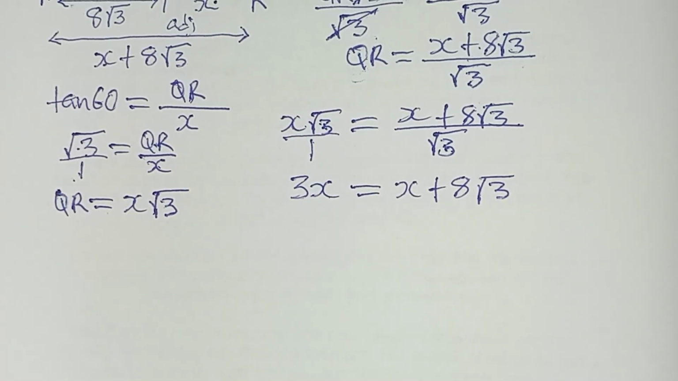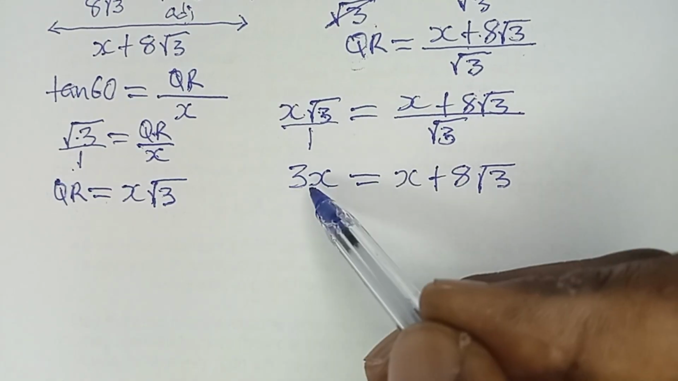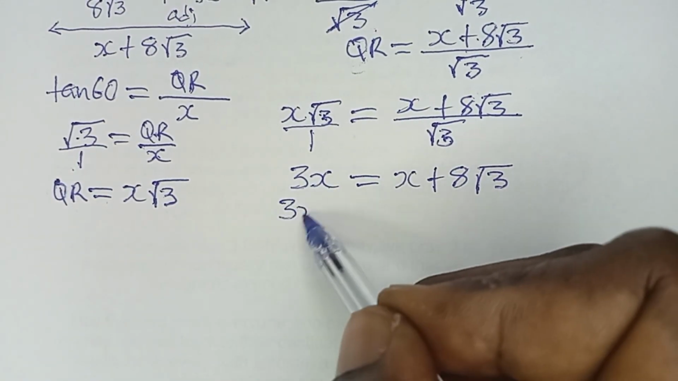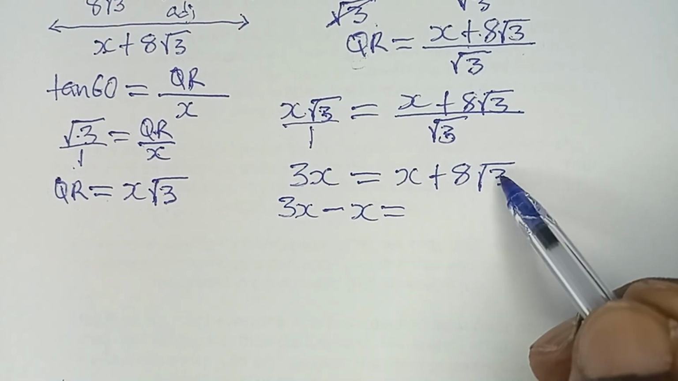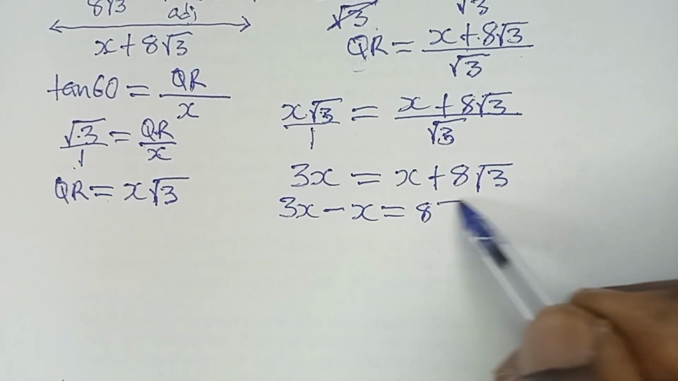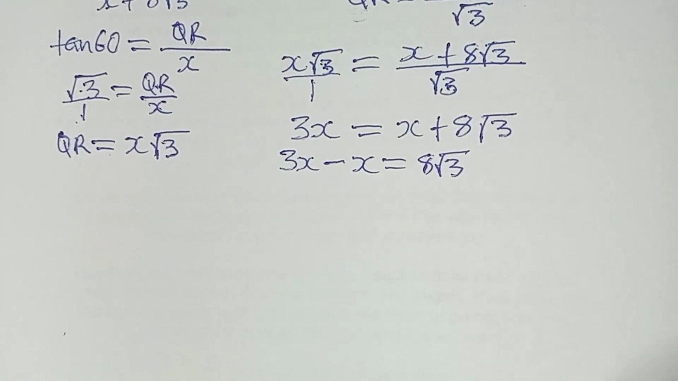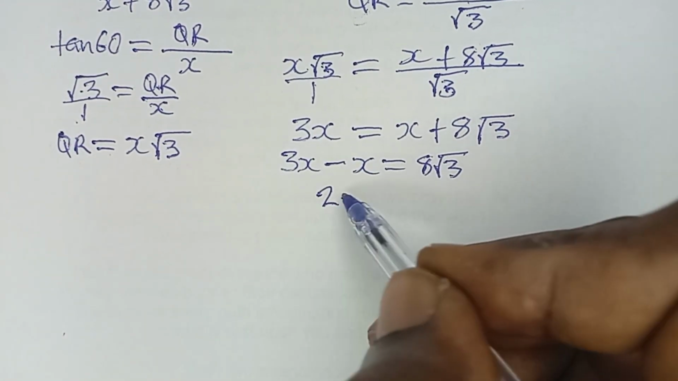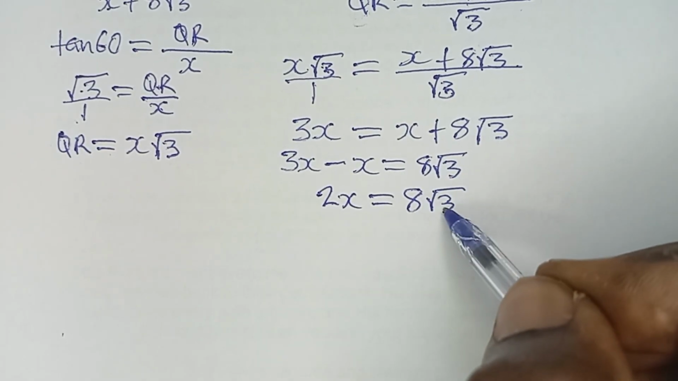Now I can simply collect like terms. So this x value, let me bring it to the left hand side. So I have 3x minus x is equal to what is left on the right hand side, 8 root 3. So 3x minus x will give me 2x. So 2x is equal to 8 root 3.